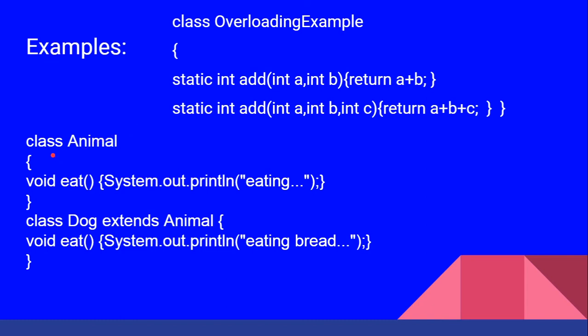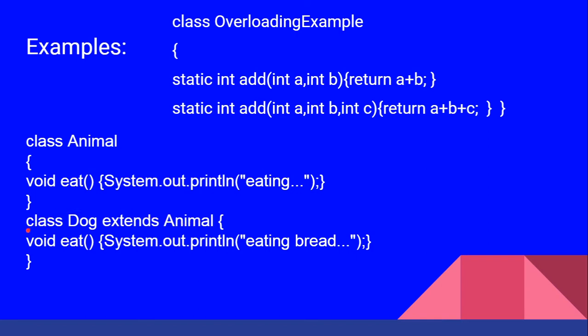Now let us see overriding. This is the example. There is the Animal class, and in that class we have a method called eat, void eat, which just prints a message with System.out.println, eating a message. Now class Dog extends Animal, here the concept of inheritance comes. The Dog is the child class which gets the qualities from the parent class, which is the Animal class.